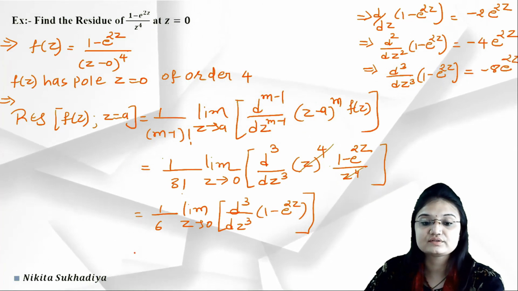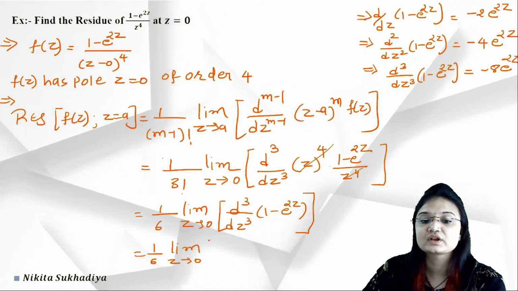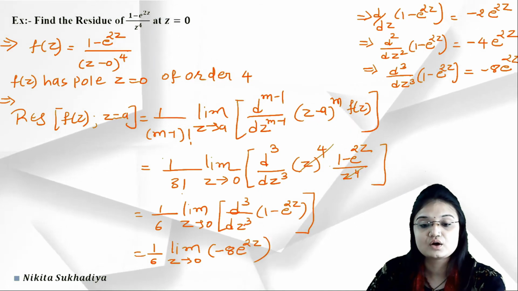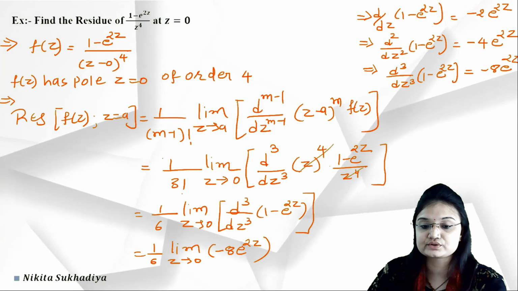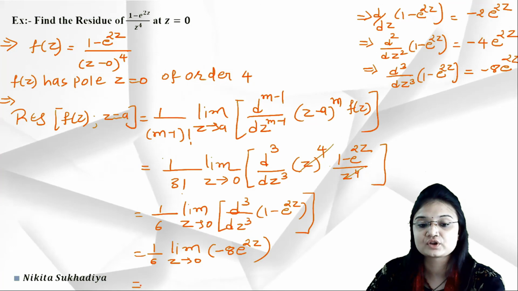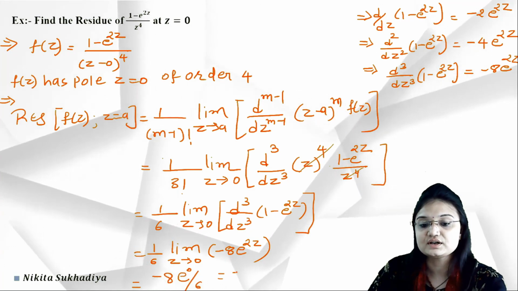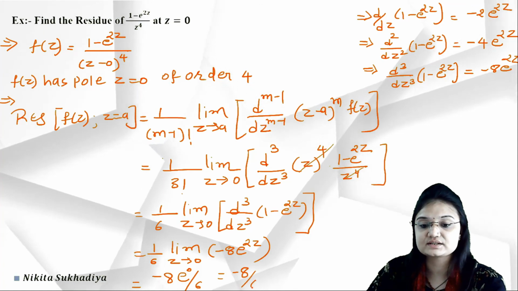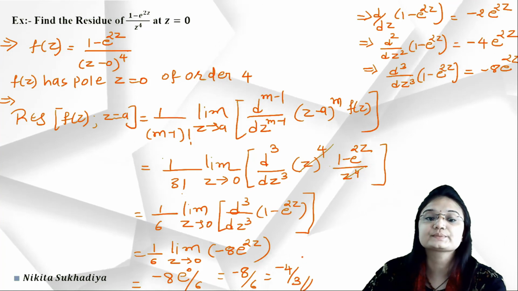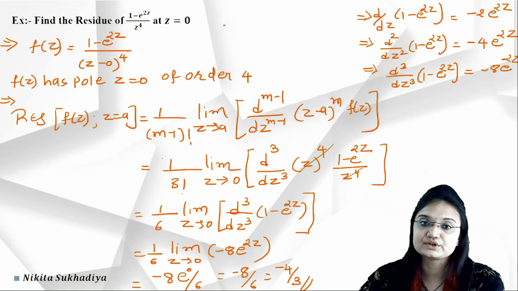Okay, so here we have the answer, that is 1 upon 6, limit z tends to 0, of minus 8 e raised to 2z. Now put z equal to 0, so this becomes e raised to 0, and e raised to 0 is 1. So this becomes minus 8 e raised to 0 upon 6, so we have minus 8 by 6, and we get the final answer, minus 4 by 3. This is our final residue at the pole z equal to 0.